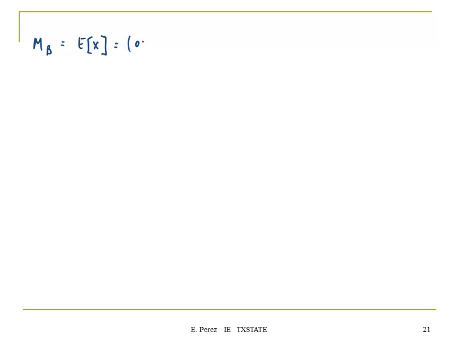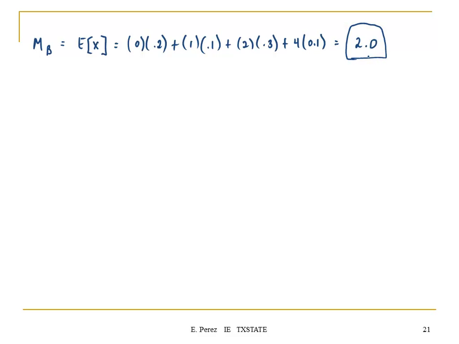And for that case, you have 0 times 0.2 plus 1 times 0.1 plus 2 times 0.3 plus 4 times 0.1. Still get the same mean. Let's see what happens with the variance.